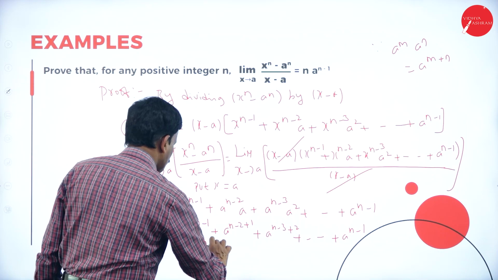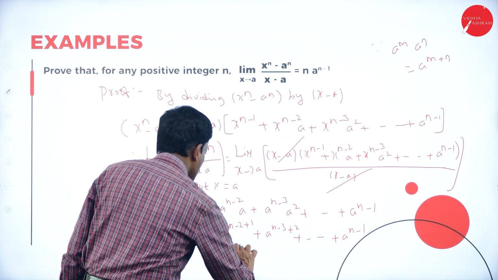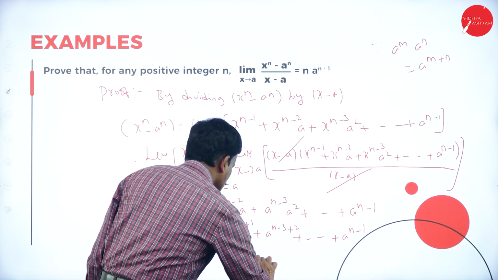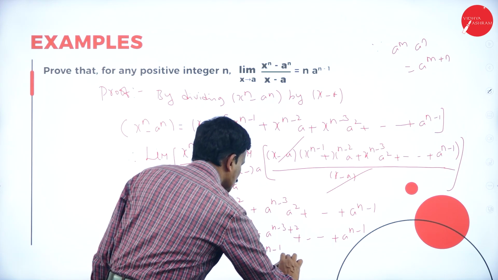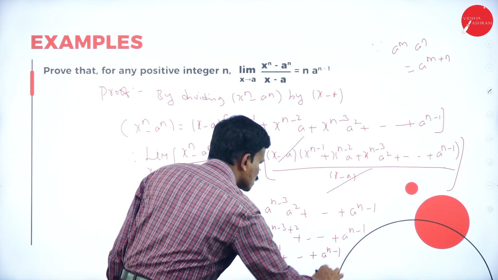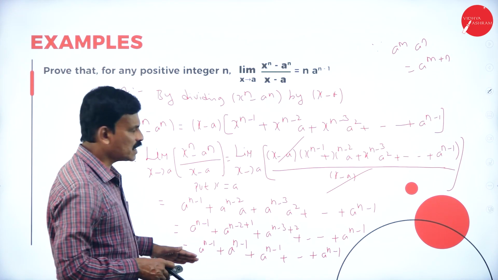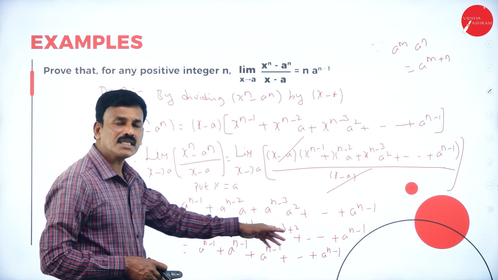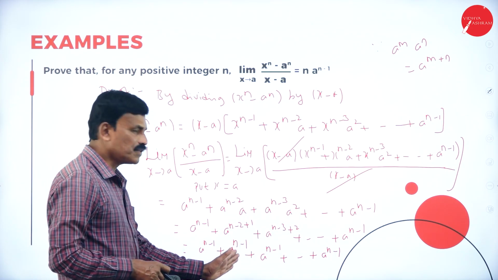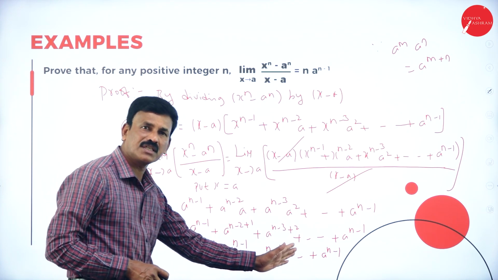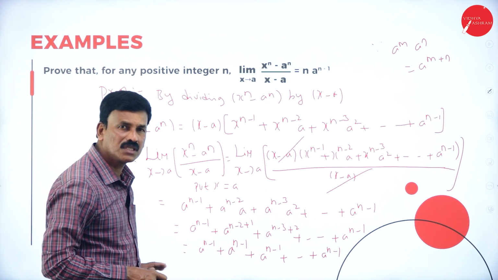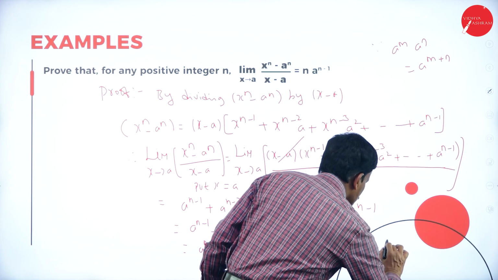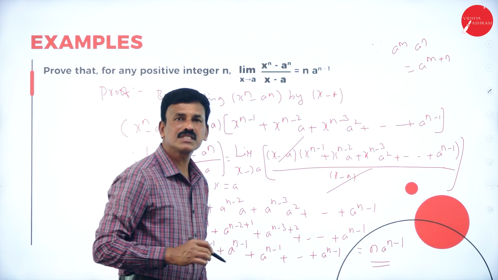This is a to the power of n minus 1 plus a to the power of n minus 2 plus 1, which is also n minus 1, plus again a to the power of n minus 3 plus 2, which is n minus 1, plus etc. The last term is a to the power of n minus 1. So this contains all a to the power of n minus 1: a raised to n minus 1 plus a raised to n minus 1 plus a raised to n minus 1, etc. n terms are there. Suppose if it is 2, we can write 2 times a to the power of n minus 1. If there are 3, 3 times a to the power of n minus 1. Since there are n terms, we can write this as n times a to the power of n minus 1, which is the required proof.